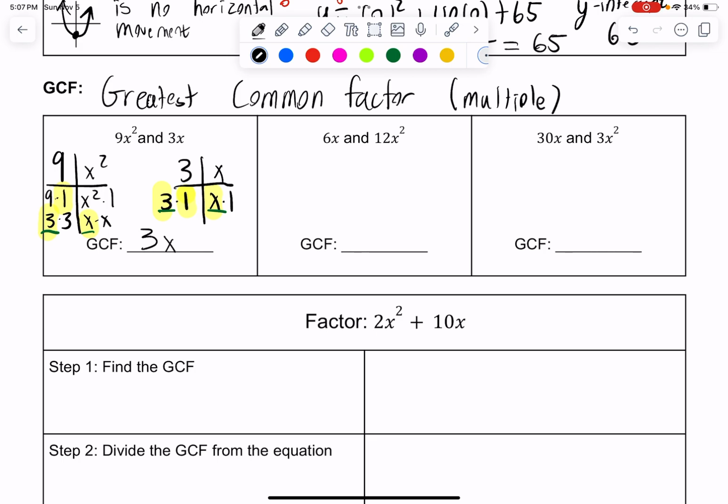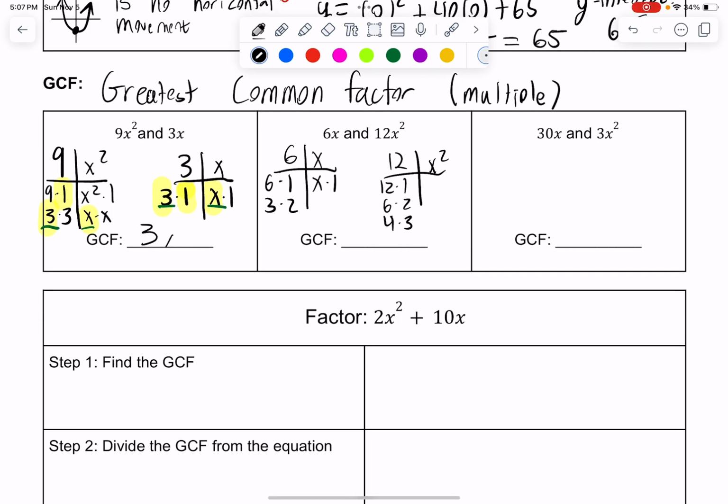Let's do one more where we have 6x and 12x squared. So let's break 6x and 12x squared into their factors. So 6 has 6 times 1, because anything can be multiplied by 1, and we also have 3 and 2, as well as x can be multiplied by 1. For 12, we have a few more. We have 12 times 1. We're also going to have 6 times 2, and 4 times 3. Now we're going to have x squared times 1 or x times x.